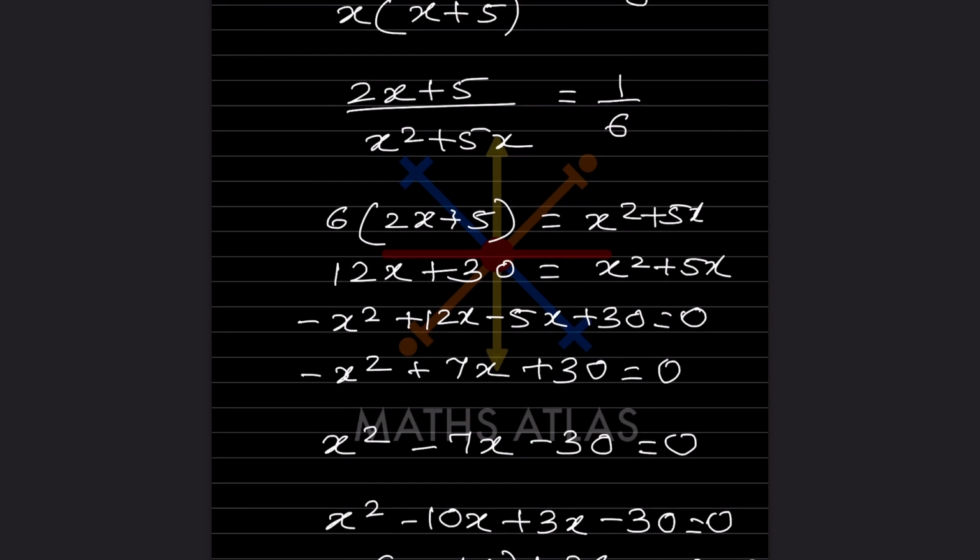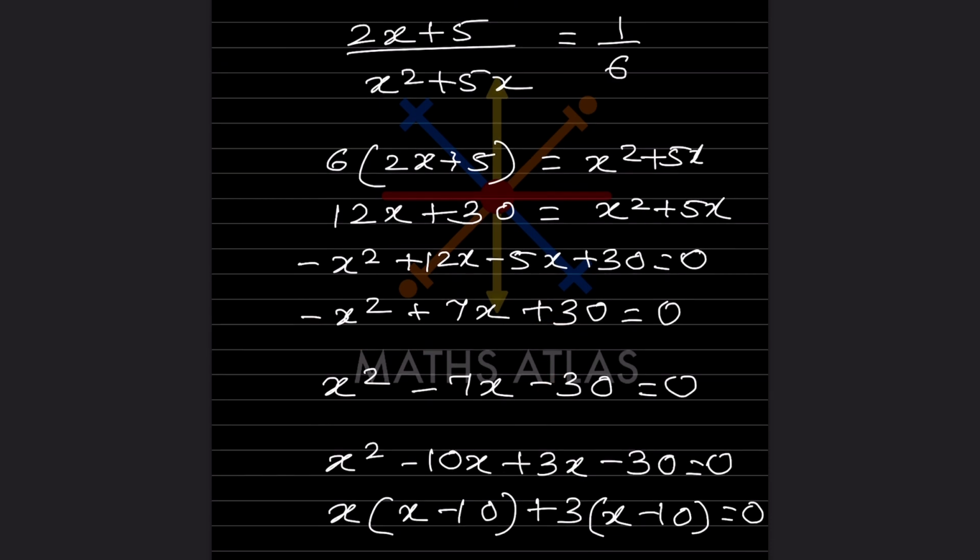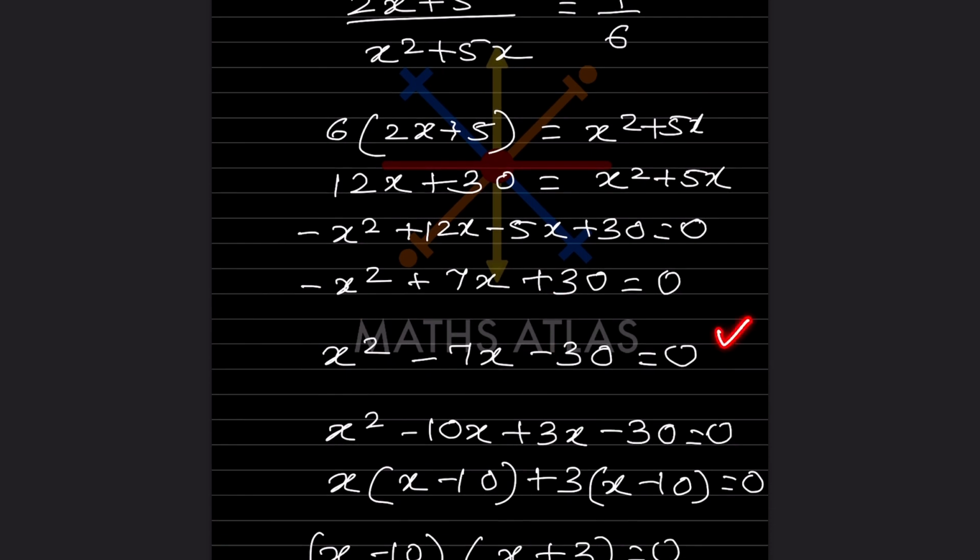Now, in a quadratic equation, the first coefficient should always be positive. So we are going to make this positive. Since we made this positive, this also should be changed, and this also should be changed. Plus becomes minus over here as well. So now this is the quadratic equation. Now let us see the first term, middle term, and the last term.